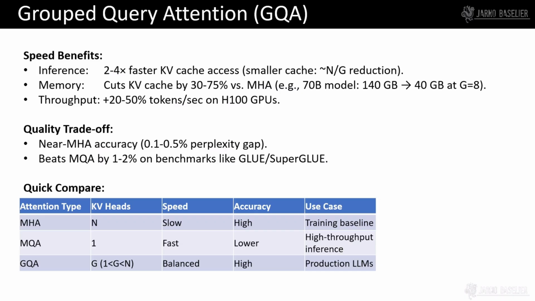is being used. There's a quality trade-off, because near-MHA accuracy, within 0.1 to 0.5, beats MQA by 1 to 2% on benchmarks like GLUE and SuperGLUE. Here we have a quick comparison: the number of heads, the speed, the accuracy, and the use case. GQA is mostly used in production LLMs.